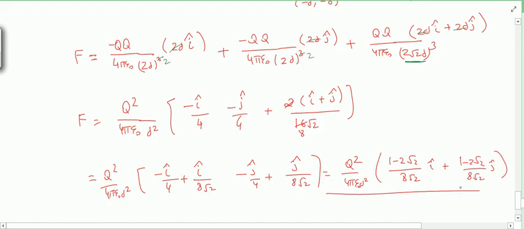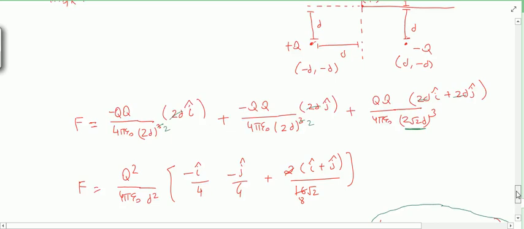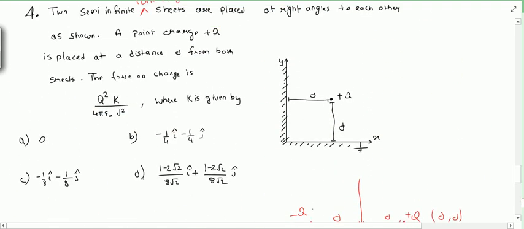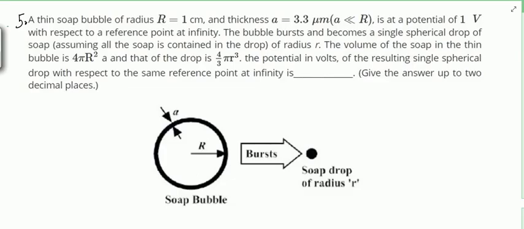So if you see, they are in the form which was given in the question, q square k by 4 pi epsilon naught d square, where k value is this one, 1 minus 2 root 2 i cap by 8 root 2, and 1 minus 2 root 2 j cap by 8 root 2. So from the given options, option D is the correct choice. Hope you understood it. Now let us see one more question.